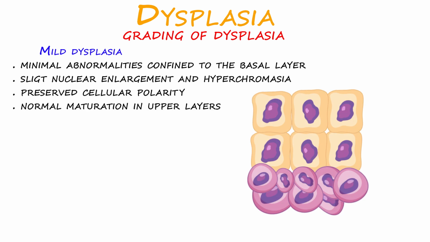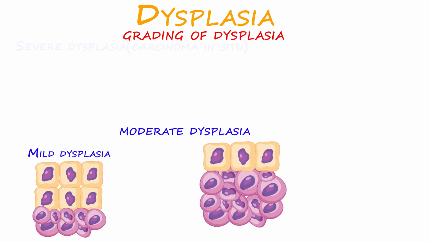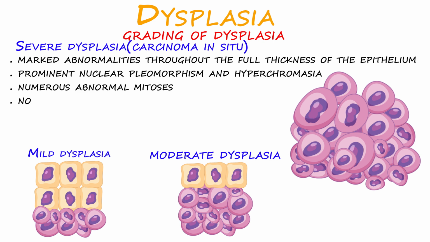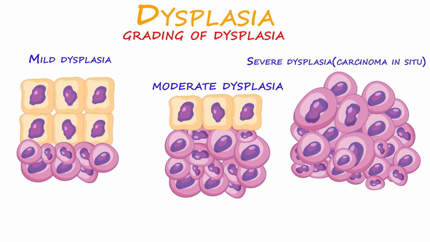Mild dysplasia shows minimal abnormalities confined to the basal layer of the epithelium. In moderate dysplasia, abnormalities extend to the middle third of the epithelium with more pronounced nuclear changes. Severe dysplasia, also called carcinoma in situ, shows marked abnormalities throughout the full thickness of the epithelium. Comparing all three grades side by side demonstrates the progressive nature of dysplastic changes from mild to severe.